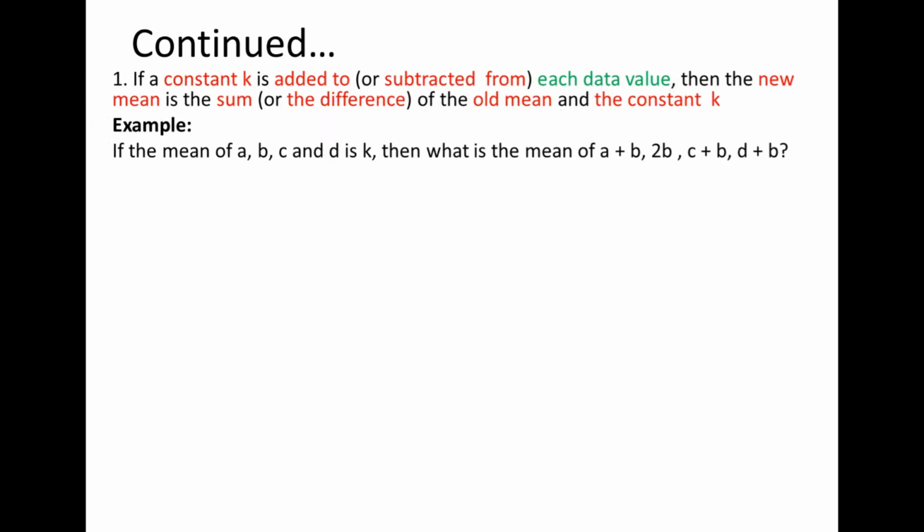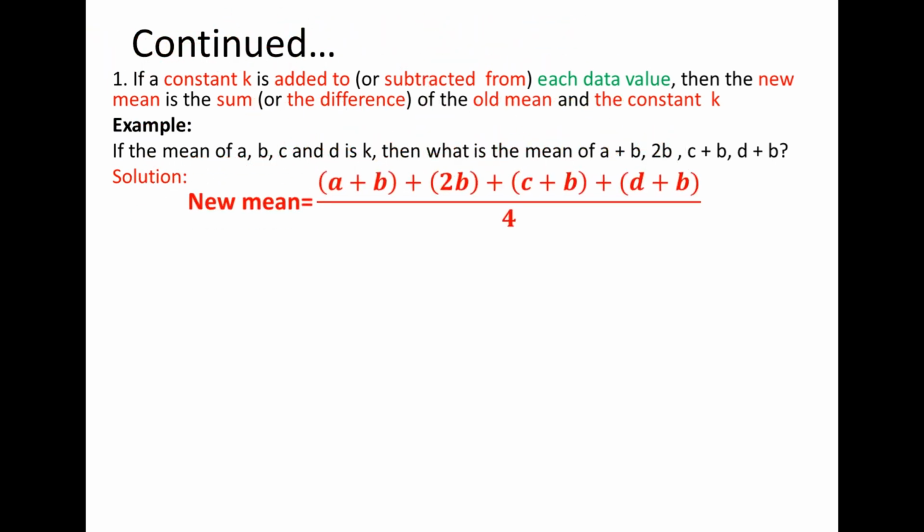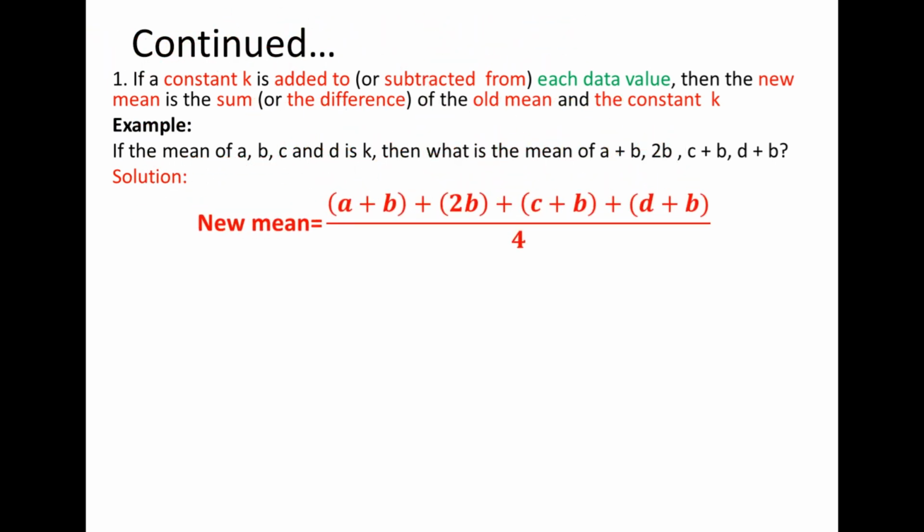If the mean of A, B, C, and D is k, then when we add a constant number B to each data value, the new data is A plus B, plus 2B, plus C plus B, plus D plus B. Then the new mean equals the sum of the new data values divided by the number of observations. That means A plus B plus 2B plus C plus B plus D plus B.